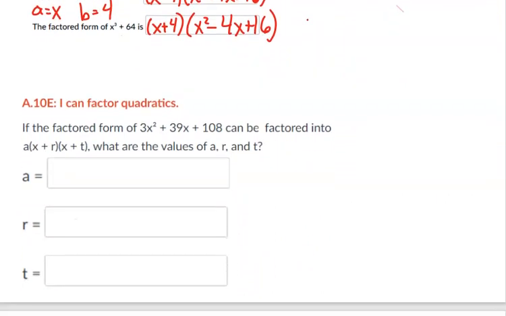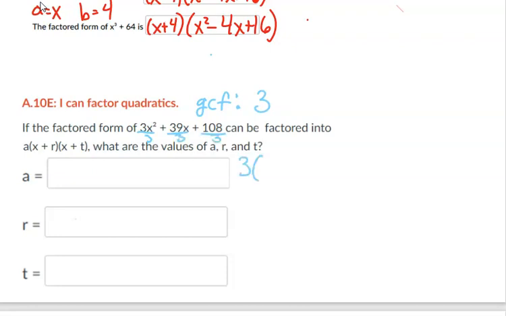Let's look at the next one on here. 10e. I can factor quadratics. If the factored form of 3x squared plus 39x plus 108 can be factored into a times x plus r times x plus t, what are the values of a, r, and t? So first we want to see if we could take out a greatest common factor. The GCF ends up being 3. So we're going to divide all three of these by 3 and rewrite it.